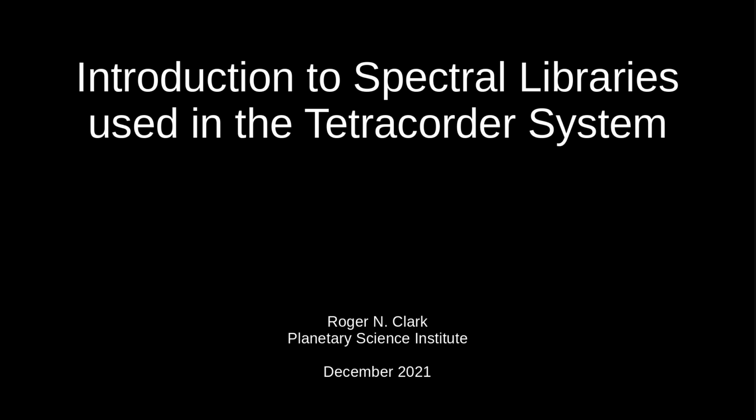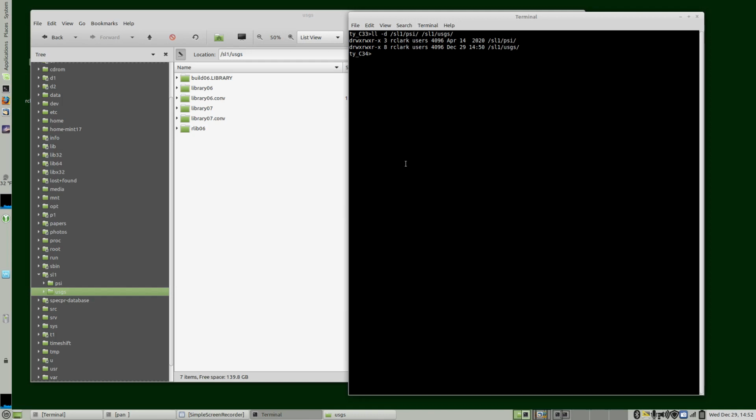Okay, in this video, I'm going to do a quick introduction to the spectral libraries used by Tetracorder and other systems. One of the challenges with spectral libraries is you can take your spectra on many different instruments, but the acquisition of remote data is usually on yet a different instrument, and you need to convolve the spectra to the flight instrument. So that's what we do with these.